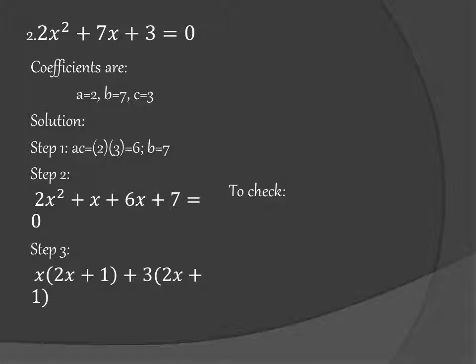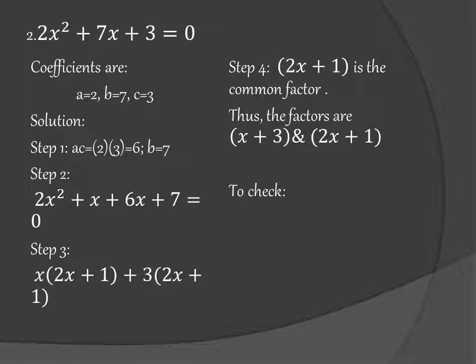And step 3, we must factor the first two terms and the last two terms separately. So the factors of 2x squared plus x are x and 2x plus 1, while the factors of 6x plus 3 are 3 and 2x plus 1. So, as we see, we have 2x plus 1 as a common factor. It serves as our answer for step 4. Thus, the factors are x plus 3 and 2x plus 1.